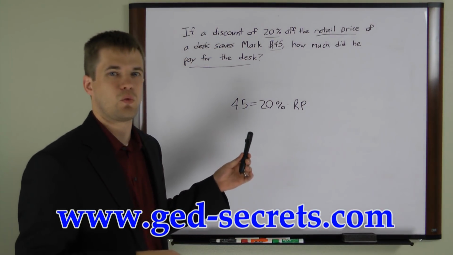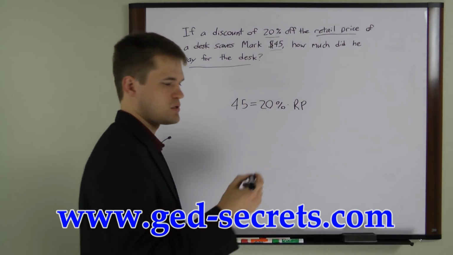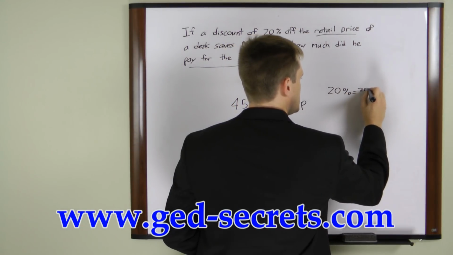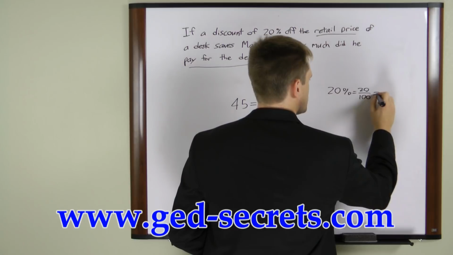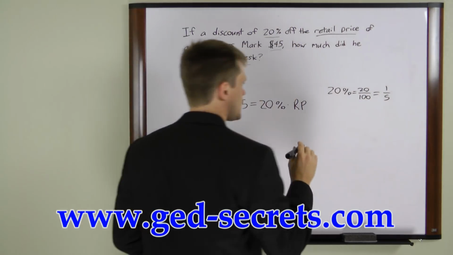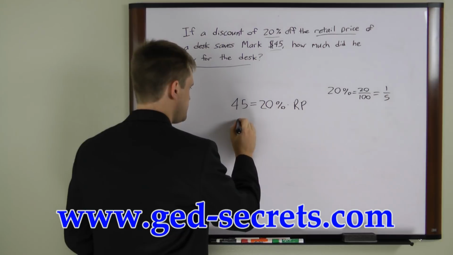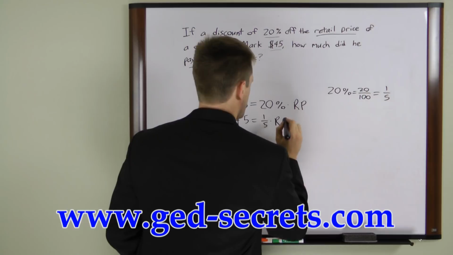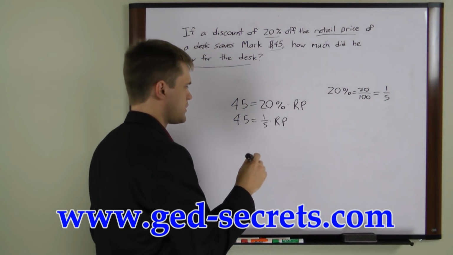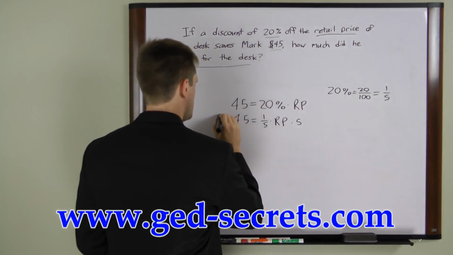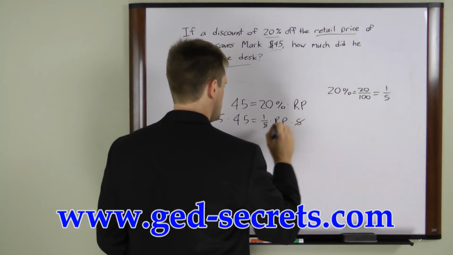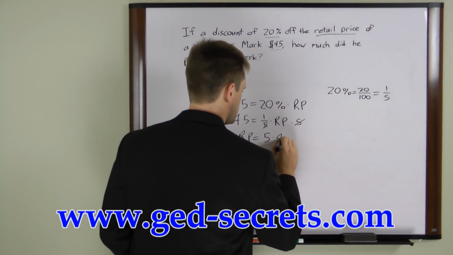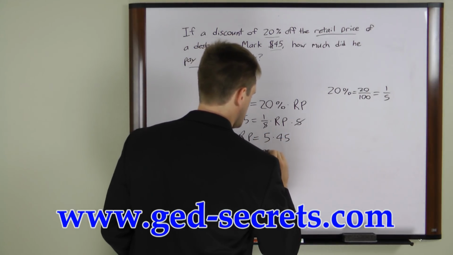Now to solve this equation, we want to convert the percentage to a fraction. So let's do that. 20% equals 20 over 100, which is the same as 1 over 5. So let's substitute that back into this equation: 45 equals 1/5 times retail price. Now to solve this, we can multiply both sides by 5. These 5's cancel, giving us the retail price equal to 5 times 45, or 225.